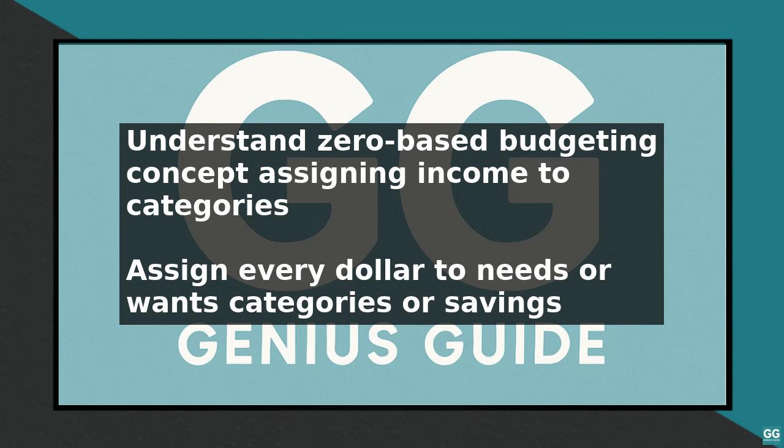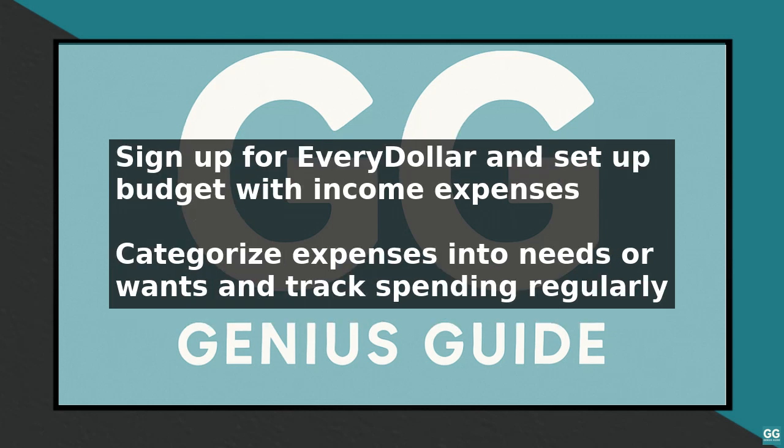First, sign up for an EveryDollar account and set up your budget by adding your income and expenses. Categorize your expenses into needs, such as housing and utilities, and wants, such as entertainment and hobbies. Assign every dollar of your income to one of these categories.